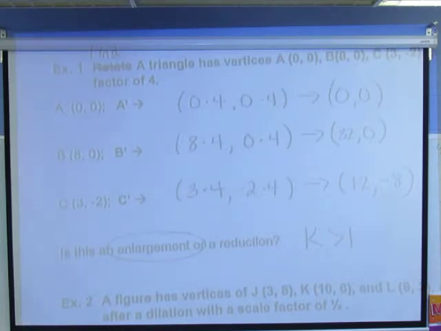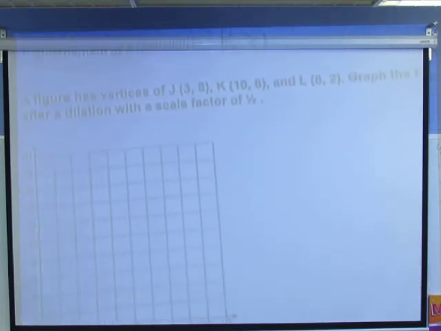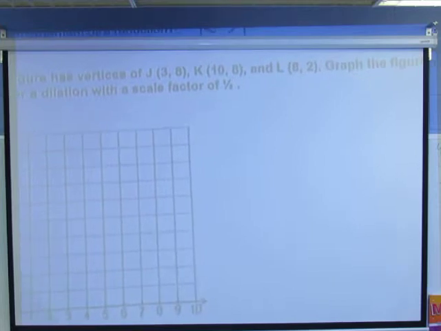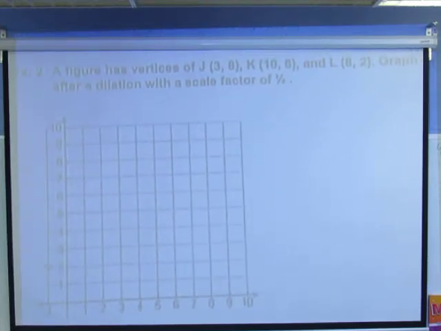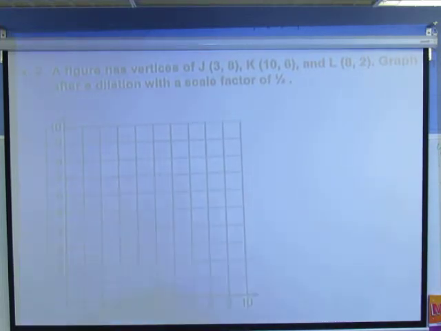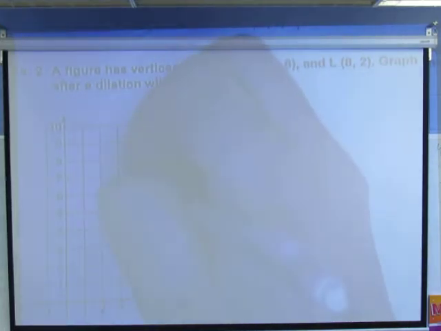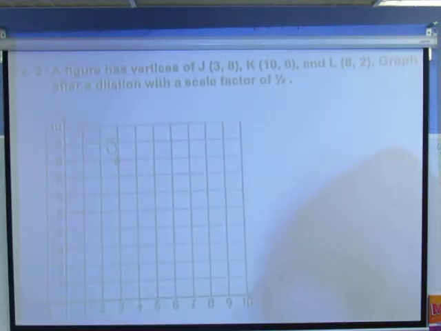Then next, for example number 2. The figure has vertices of J, K, and L. We want to graph it, and then we want to do a dilation. So let's first graph our pre-image. We're going to label them J, K, and L. J is to the right 3 and up 8. K is (10,6). And L is (8,2). Ruler.